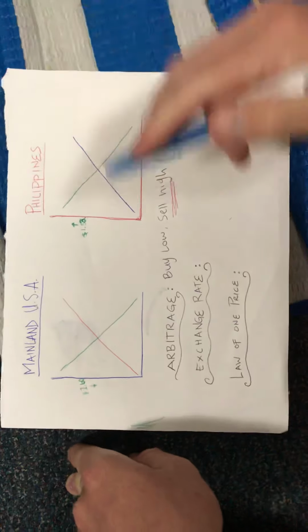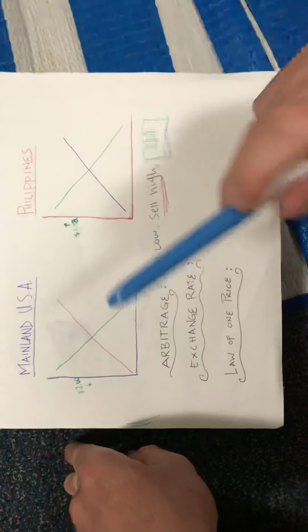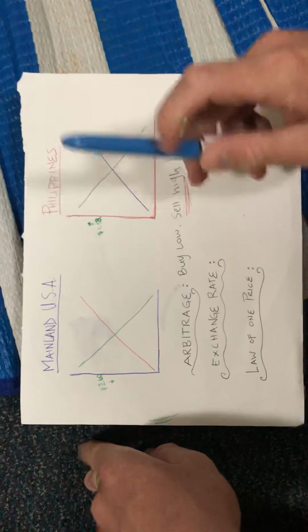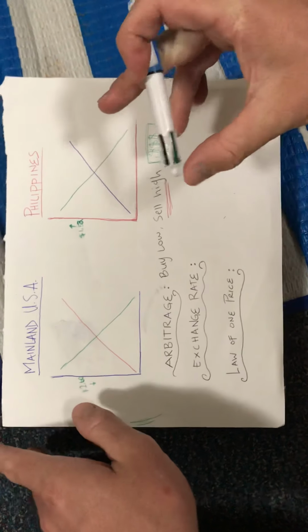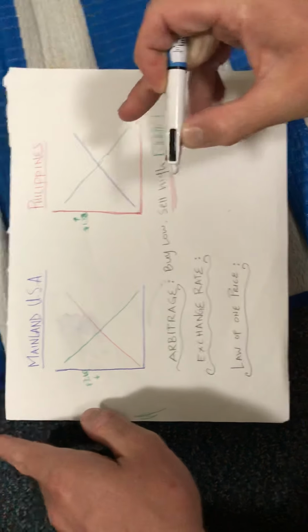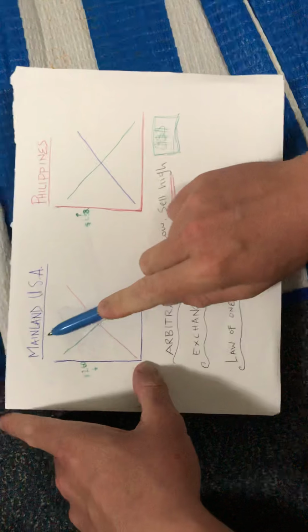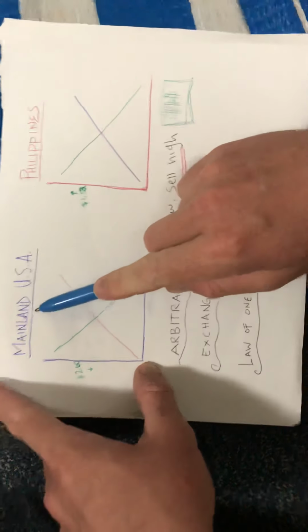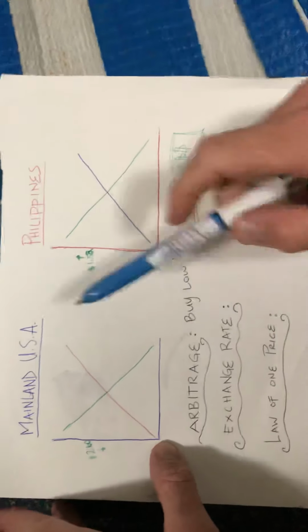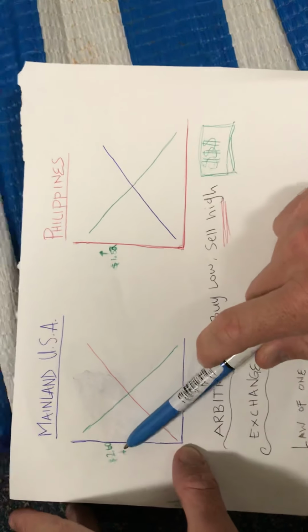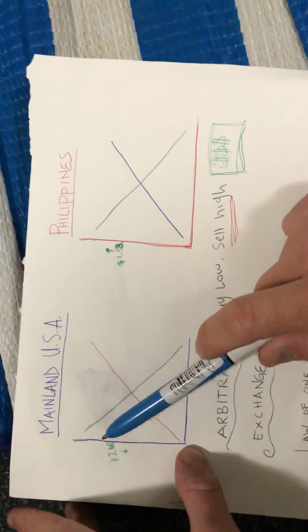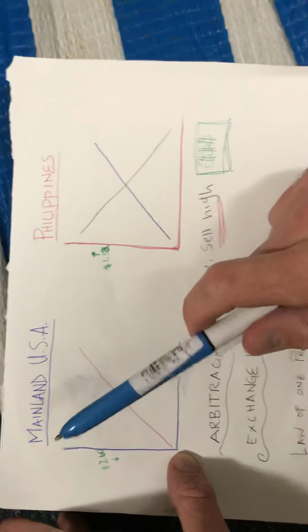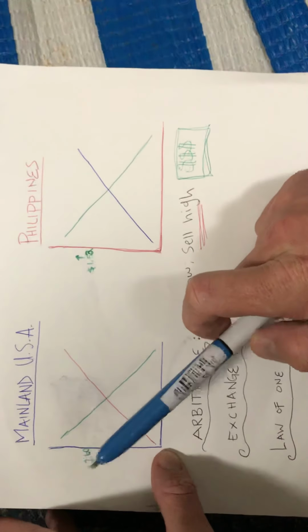So let's use, for example, Almond Joy. Almond Joy is a chocolate bar made in the US. And we're going to see that in the mainland USA, right here on the left side, we have our graph, our supply and demand curve. And you see right here in the corner, we have $2.60. That is how much a large Almond Joy is sold for.